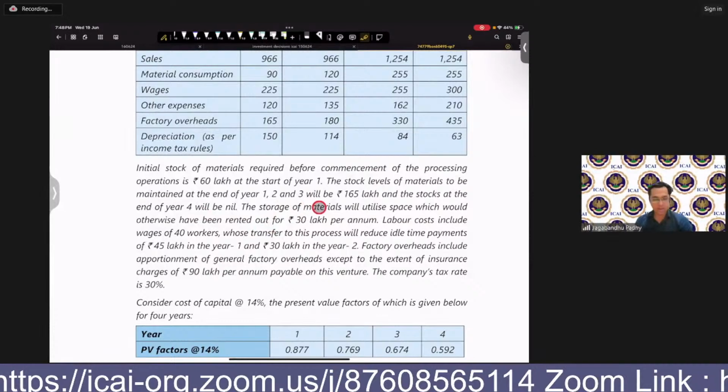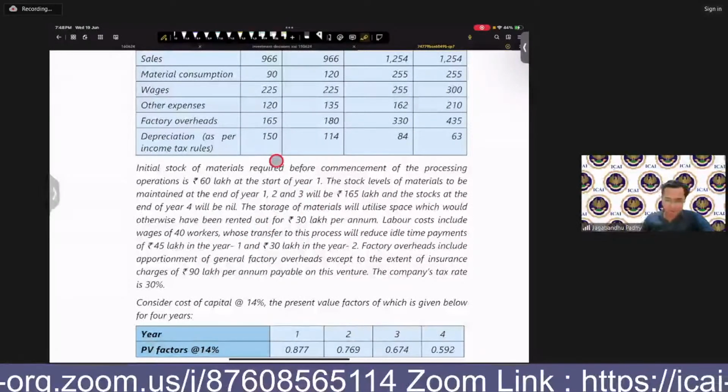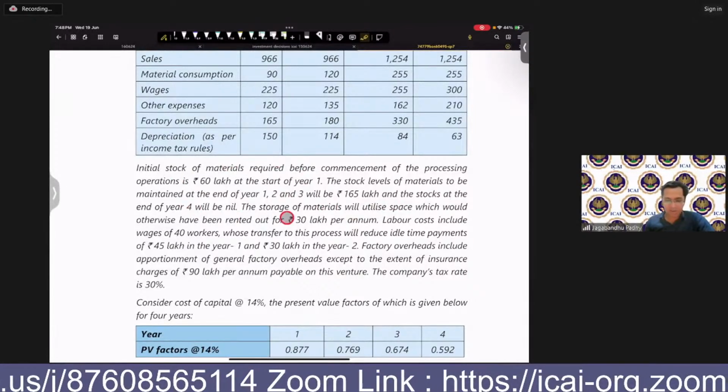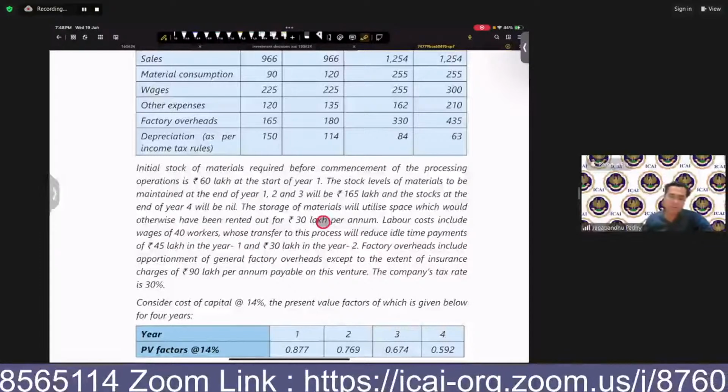The storage of the material which we are looking to process will utilize a space which could otherwise have been rented out for 30 lakh per annum. So you could have rented this.